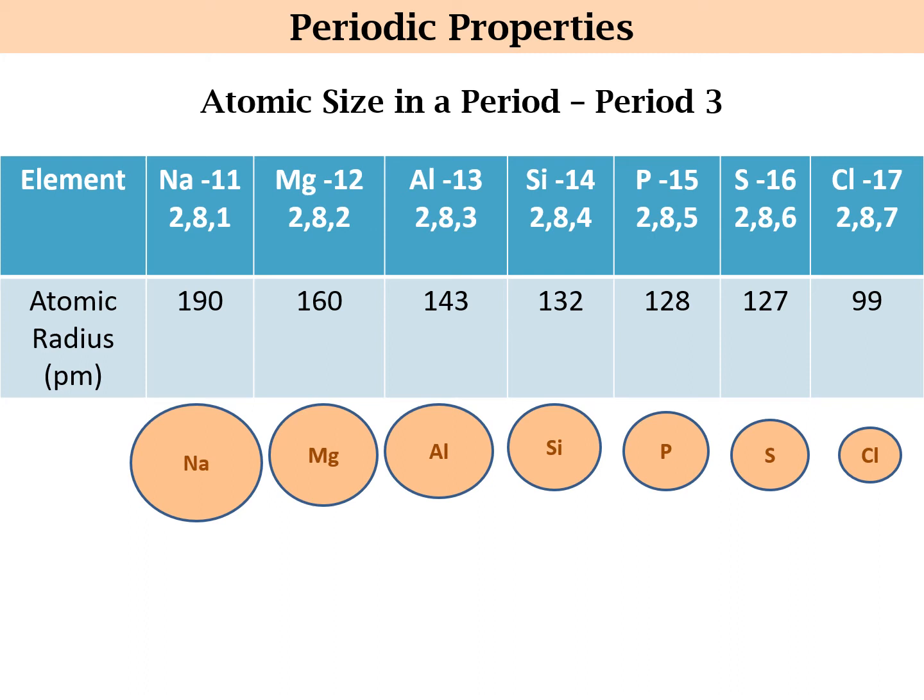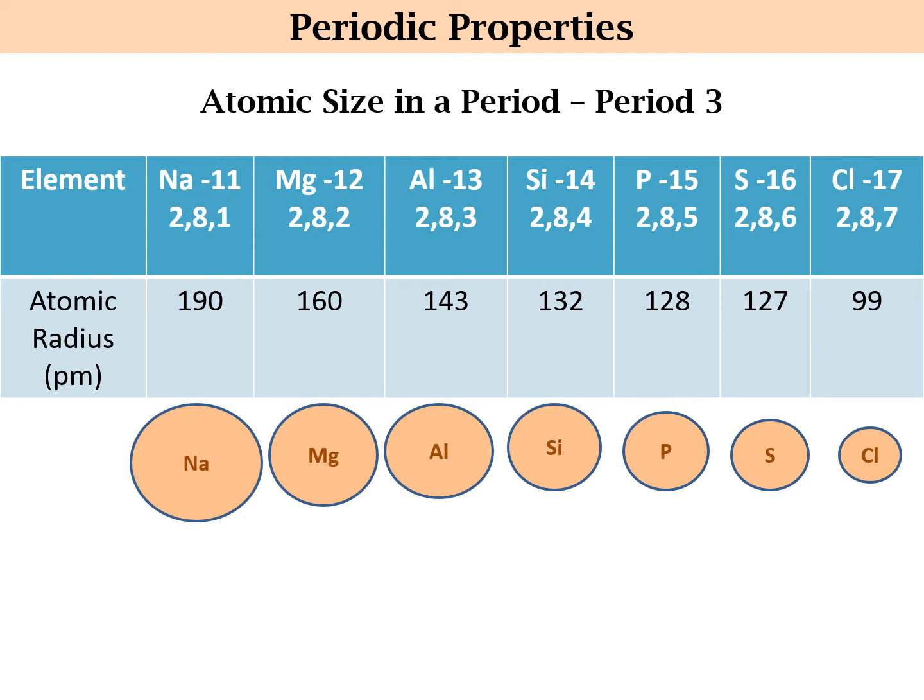We start with the periodic trend that is observed with respect to atomic size in a period. We have selected period number 3 as an example. Here in this table you can see elements written from period number 3, that is sodium, magnesium, aluminium, silicon, phosphorus, sulfur and chlorine.